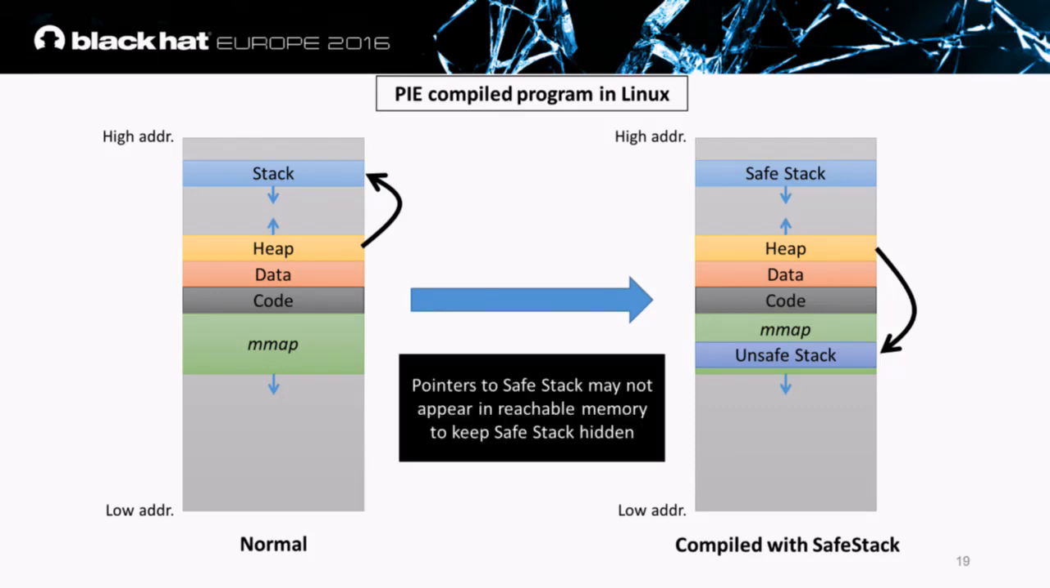So pointers to safe stack may not appear in reachable memory to keep the safe stack hidden. So we want to hide the safe stack from the attacker. And with reachable memory, I mean, if the attacker has information disclosure capabilities and starts leaking data, it can leak the data regions, and it can follow pointers to other regions and try to leak as many as possible in the memory space. That's the reachable memory, and preferably there should be no pointer to the safe stack.